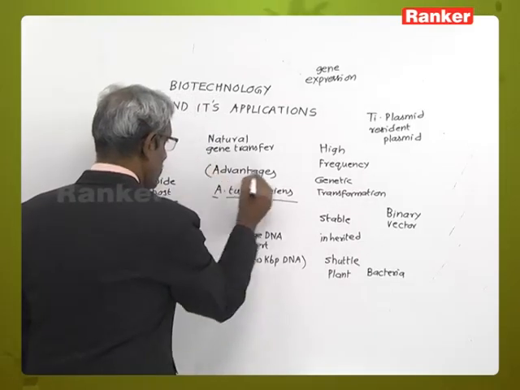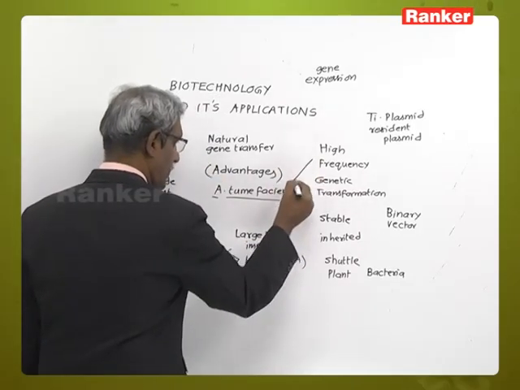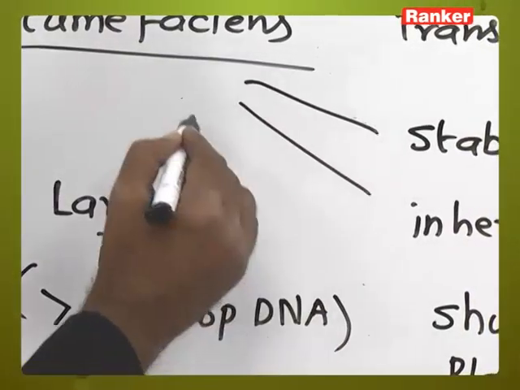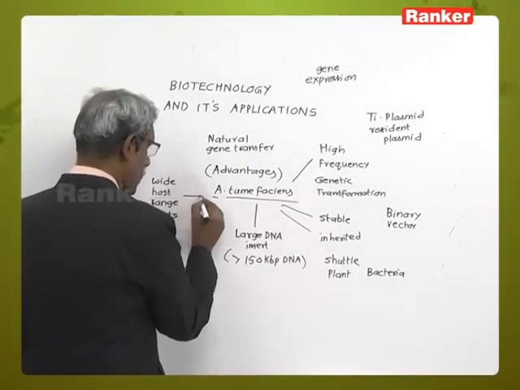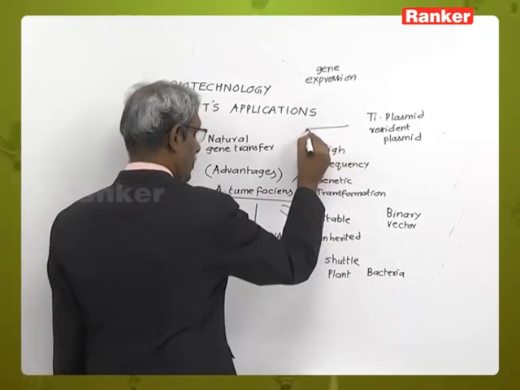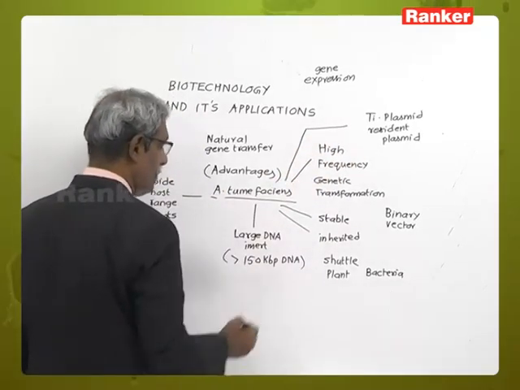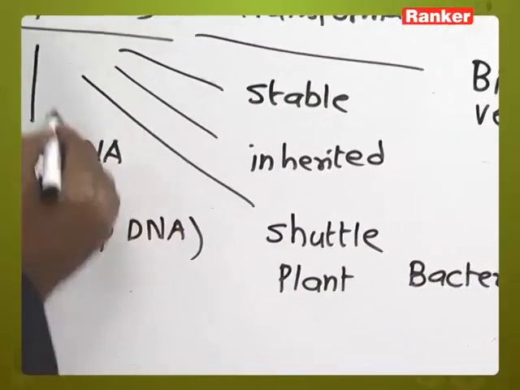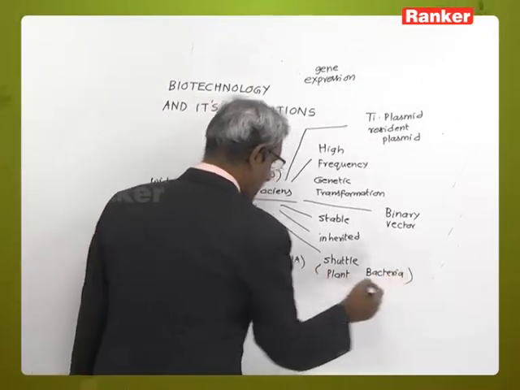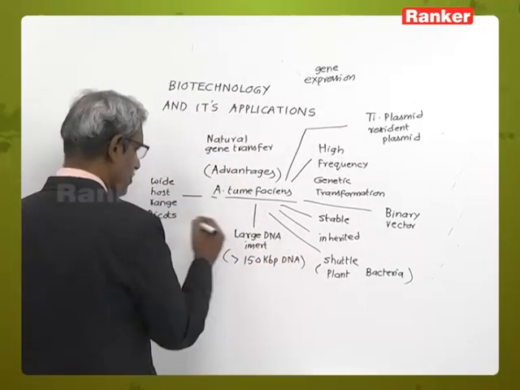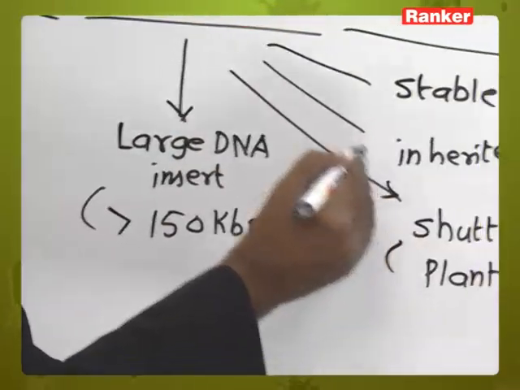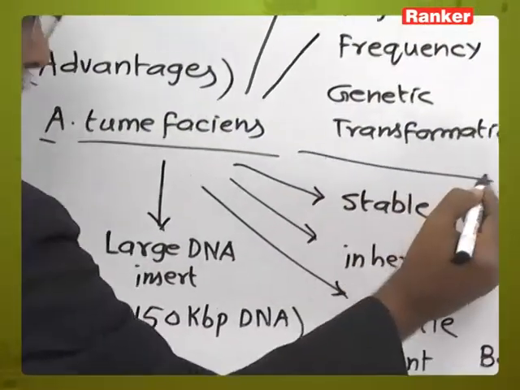So, the advantages of Agrobacterium tumefaciens are that it shows high frequency gene transfer, it is stable, it is inherited, it has a large DNA insert, it has a wide host range. Then if you take the TI plasmid, it is a resident plasmid. It is also a binary vector. It is called a shuttle vector, and it can express in bacteria and also in plants. So, these are the advantages of Agrobacterium tumefaciens.